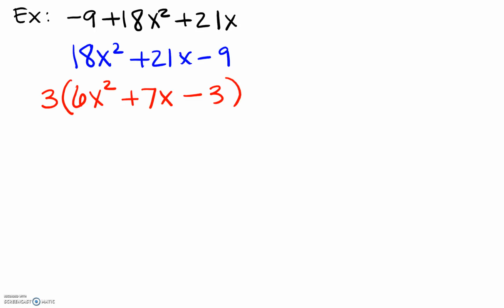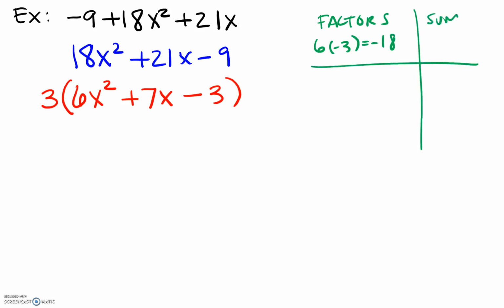Instead, I can just do, for my AC method, I need to find factors of 6 times a negative 3, which is negative 18. And I need them to sum to 7, okay? Since we're looking for a negative, they have to have opposite signs. Since they're summing to a positive, this must be bigger.